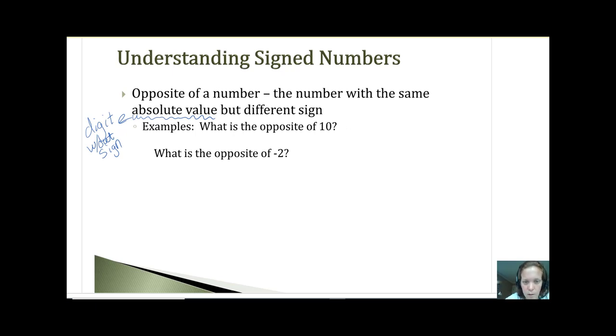So the opposite of 10, when we see 10, that's like a positive 10, so the opposite would be a negative 10. The opposite of negative 2 would be a positive 2, or just plain 2. Okay, so same digit, different sign when we say that word opposite. So we're going to use that lingo a lot. Whenever we say opposite, we're talking about different sign.